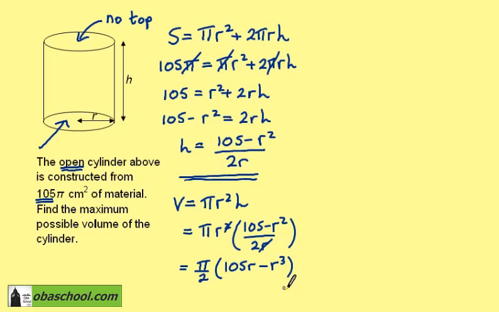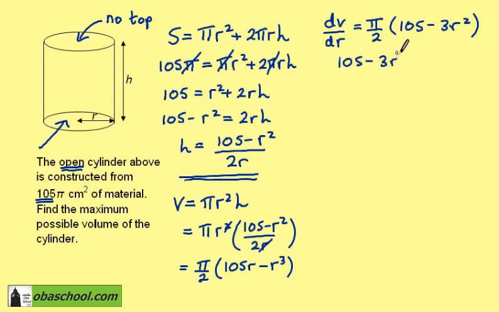We want to maximize V, so therefore we're going to find dV/dr and put it equal to 0. dV/dr is going to be pi over 2 into 105 take away 3r squared. We need this to be equal to 0, and of course the pi by 2 is just a constant, so we can just take 105 minus 3r squared and put that equal to 0.